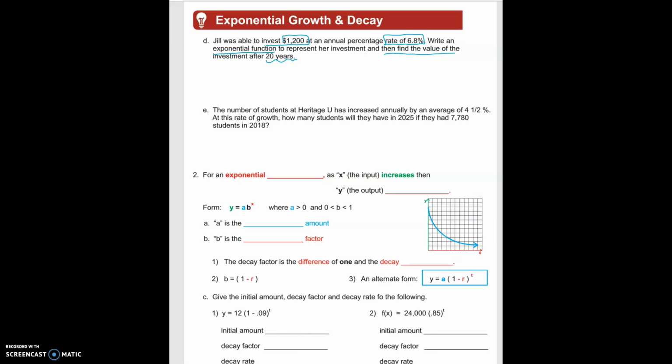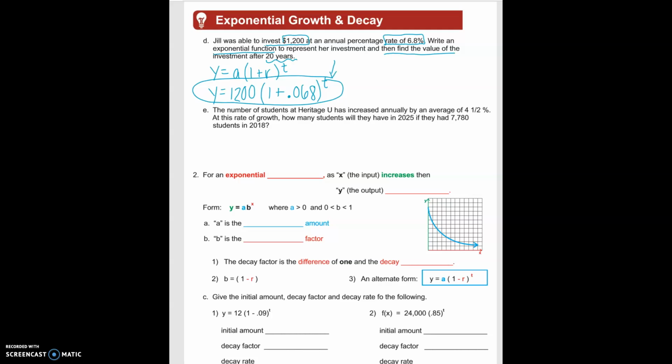Okay, so we're going to write down our equation. We've got y equals a times 1 plus r to the power of t. Okay. Now we're going to fill in what we know. So my initial amount, what I'm starting with, I have $1,200, or Jill has $1,200. Our growth, we're doing 1 plus my rate of 6.8%. Now 6.8% we have to write as a decimal, and that looks like 0.068. And I'm going to keep the t for now. So this is our function we're going to work with.